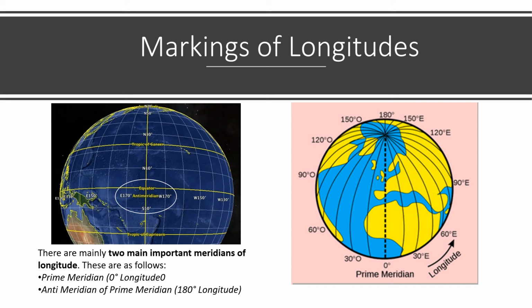The second one is the anti-meridian of the prime meridian. An anti-meridian is the meridian of longitude which is opposite to any given meridian. The anti-meridian is the meridian of longitude opposite to the prime meridian. The anti-meridian is used as the basis for the International Date Line.